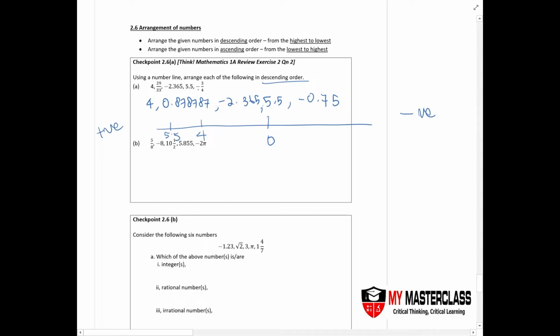Now, this is where I mentioned, do not write your answers as 0.8787. Please write your answers as 29 over 33. So you have 29 over 33 over here, and then subsequently you're looking at your negative numbers.